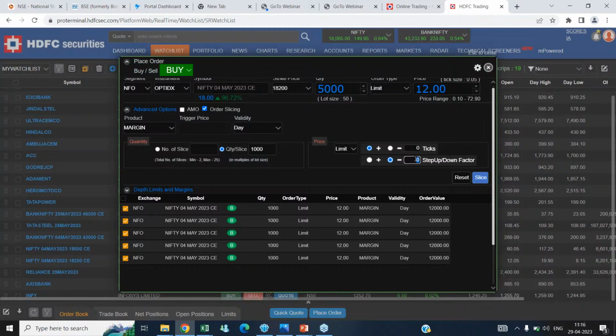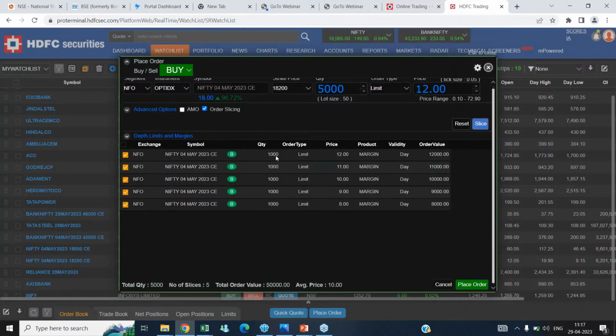For 1 rupee, around 20 ticks would be involved, because one tick, if you can see here, is 5 paisa. And if you want to place it at 1 rupee lower, if one tick is of 5 paisa, 1 rupee consists of 20 ticks. So you need to mention 20 ticks here. And once you click on slice, you will be able to see your first 1000 shares will be placed at 12 rupees, second 1000 shares at 11 rupees, third 1000 at 10 rupees, and so on.